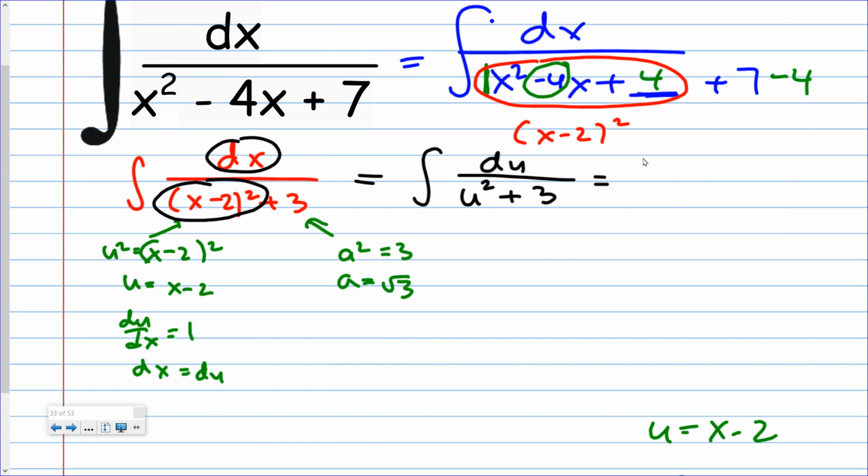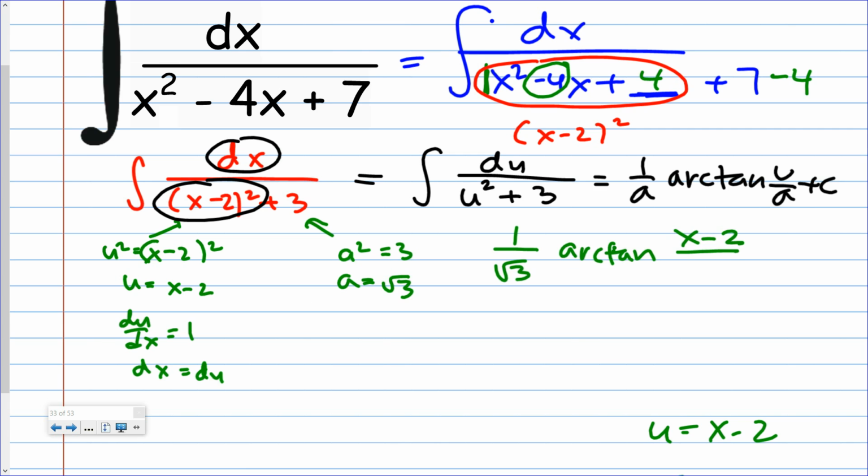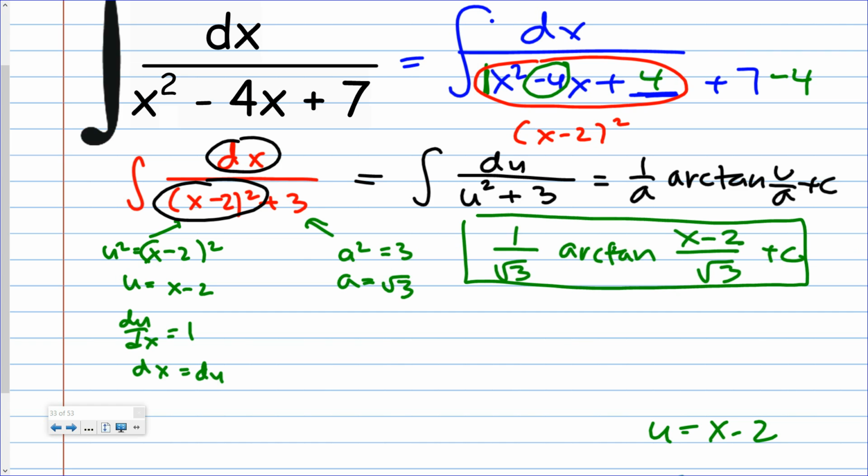If they do, then this answer is 1 over a arctangent u over a plus c. Okay, what is my a in this problem? Square root of 3, right? Arctangent. What's my u in this problem? Be careful. x minus 2. You see that? And what is my a in this problem? Square root of 3 plus c. And there is your answer. Okay? So sometimes it's an arctangent problem in disguise. And that's when you can complete the square.